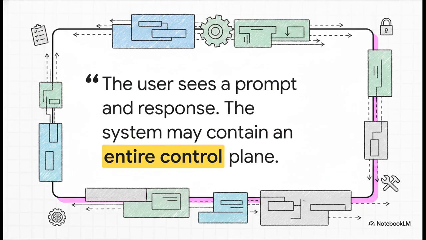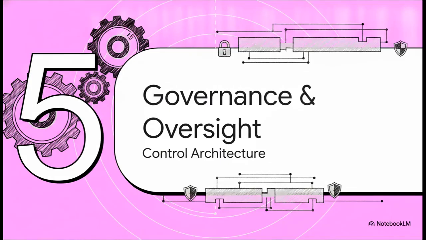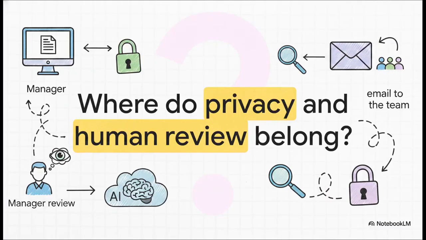In other words, while you're just looking at a simple chat bubble on your screen, the software behind the scenes is incredibly busy. It's checking your identity, verifying security rules, routing data to different tools, and assembling instructions, all before it ever hands you a single response. And that leads us to our final section, governance and human oversight. This is the climax of our layered blueprint, the non-negotiable need for control.